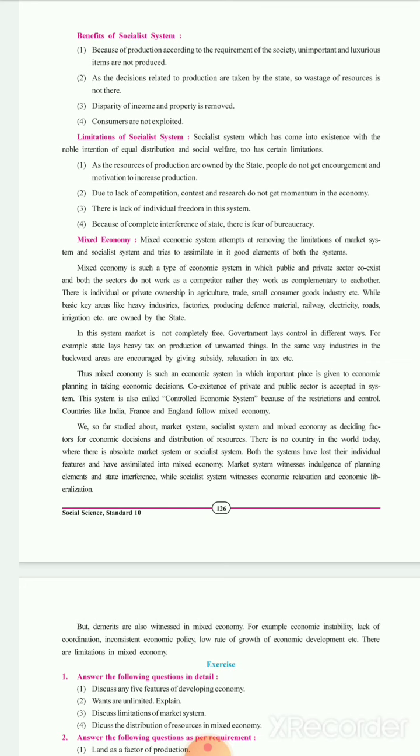So no system is a complete system. Every system has some limitations or other. I hope you have understood these systems properly, and so please try to fill in your workbook.